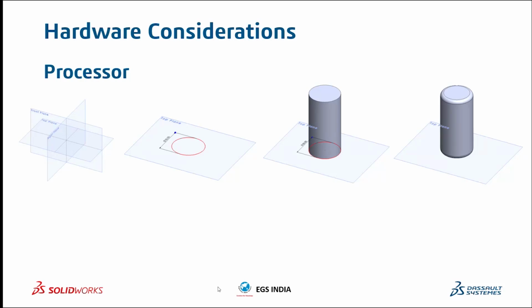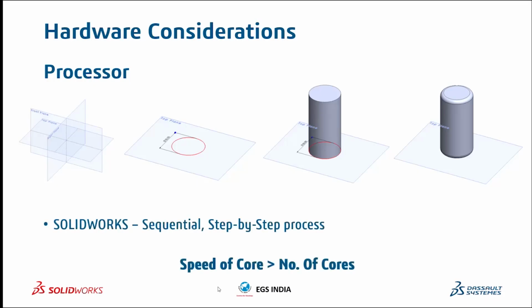So this is why we say that with SolidWorks, it is a step-by-step process where the speed of the core matters more than the number of cores. Usually we might have different processors within the same league, where one has a better speed and another has a higher number of cores. But with SolidWorks, we are more focused on the speed of a single core rather than the number of cores. Like I said, the CAD process within SolidWorks is a sequential process where we need to complete the task step by step.